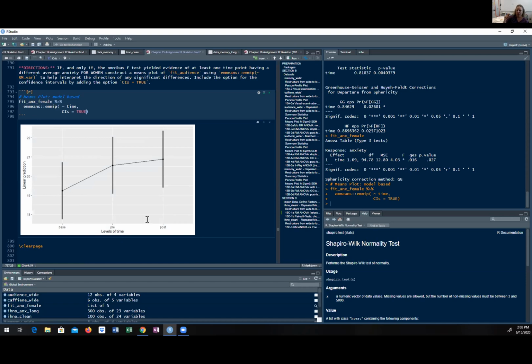Okay. If you look at the post-hoc tests, they tell you that baseline is different than pre, but pre and post are essentially the same. So when you write about this, you could say that after the announcement of the pop quiz, anxiety levels went up, and they remained high even after the quiz was finished for females. So the ANOVA said there's at least one time point that's different. The post-hoc pairwise tests tell us there is an initial increase that remained high.